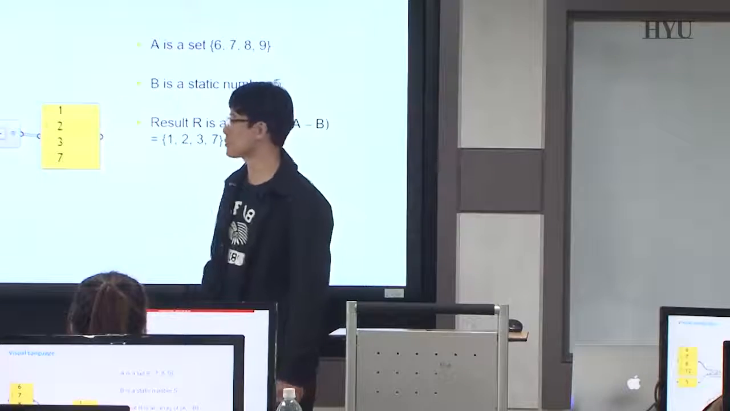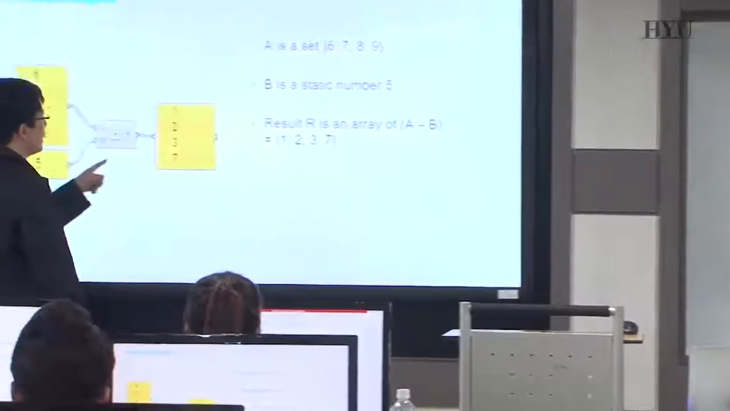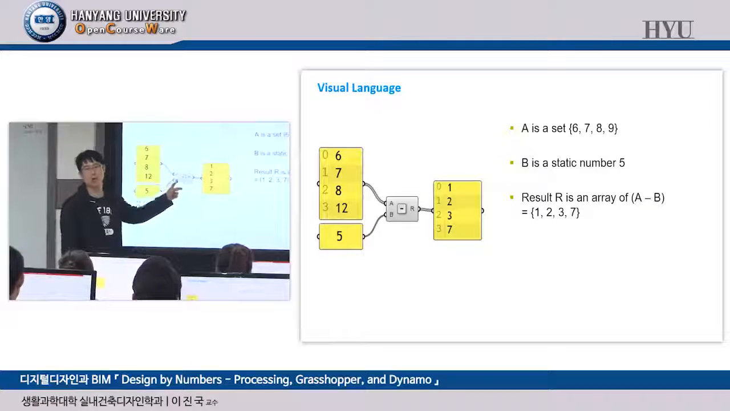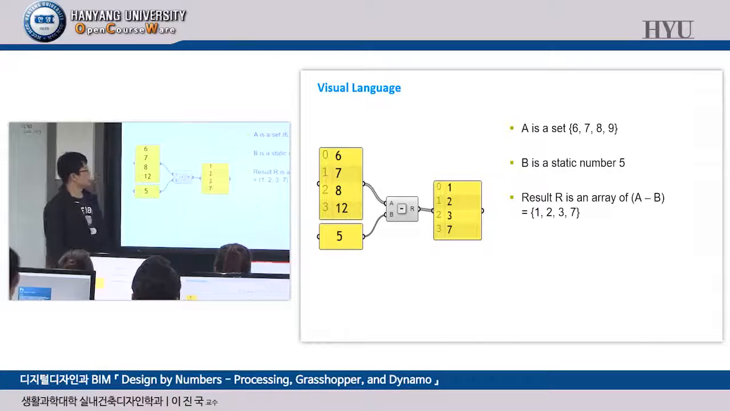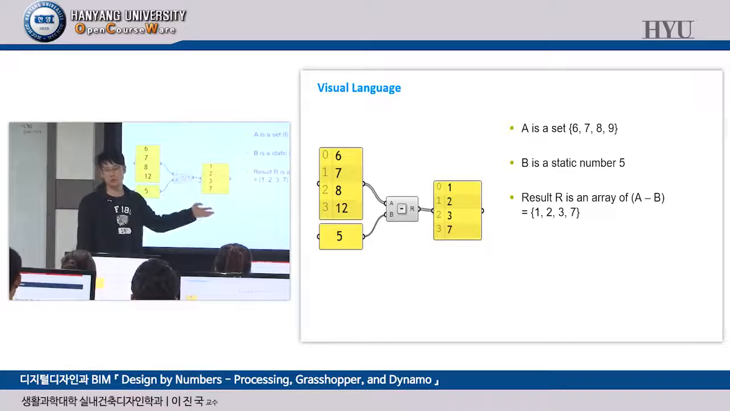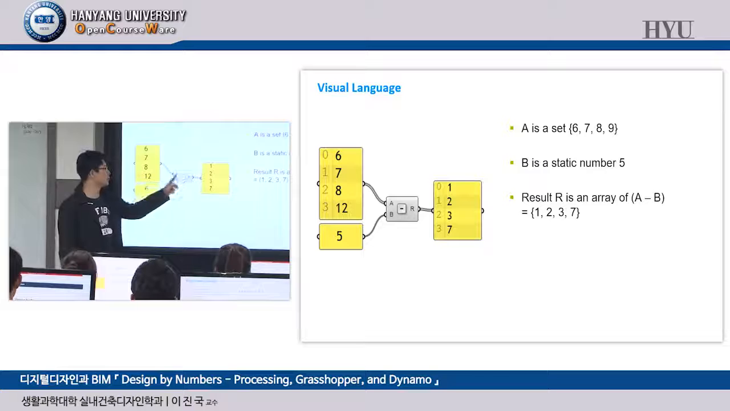Visual language. So let's take a look at this node. Actually, this one is a node or battery, okay? Take a look. What is the visual notation? What does this visual notation mean? Two parts, left side, right side. Usually left side are input values, right side are output values. And this battery simply determines a minus operation, okay?